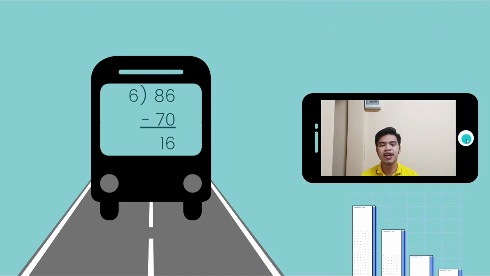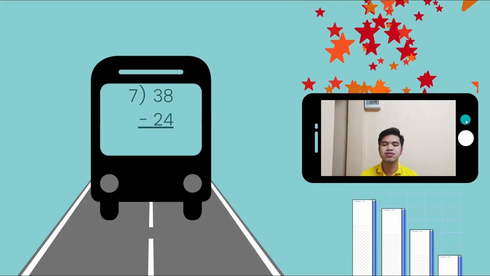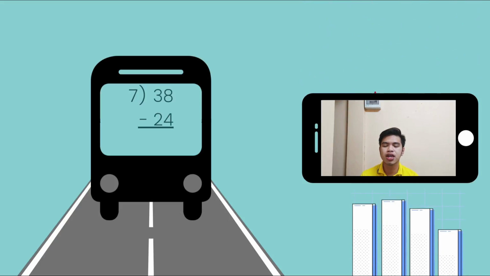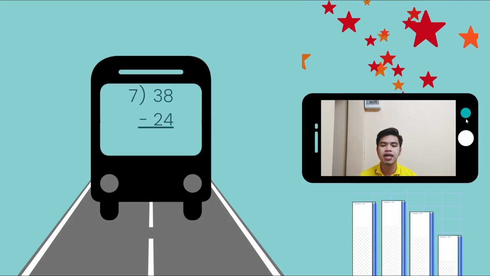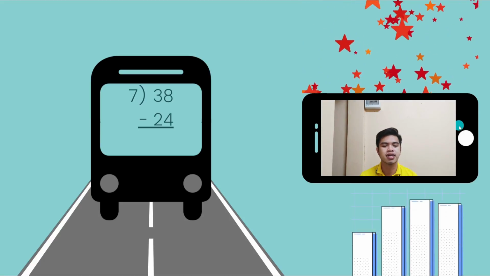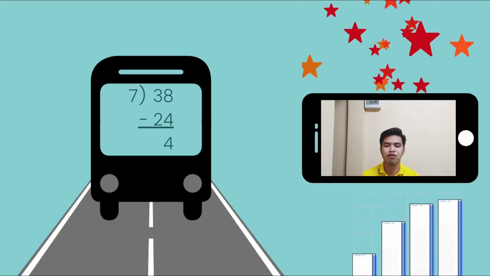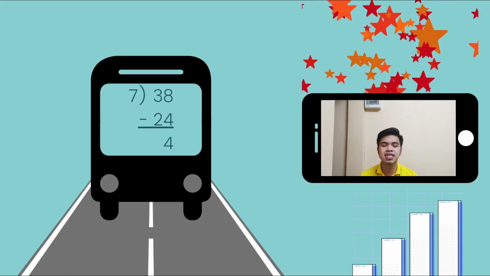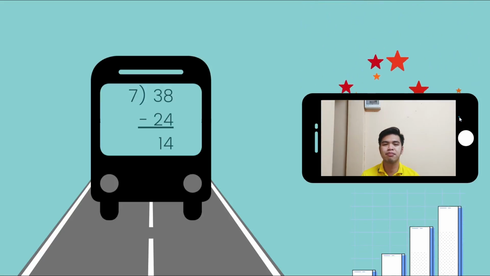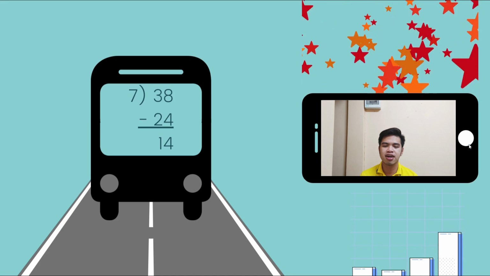Can you follow so far? Alright. Now let's move on to number 7. We have 38 minus 24. 8 minus 4 is equal to what? Okay, 8 minus 4 is equal to 4. And then 3 minus 2 is 1. Good job. Therefore, 38 minus 24 is equal to 14. Alright?